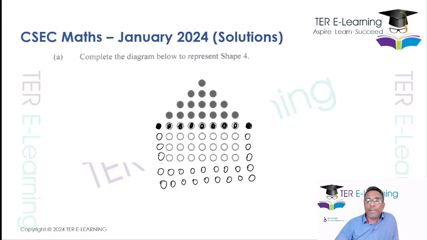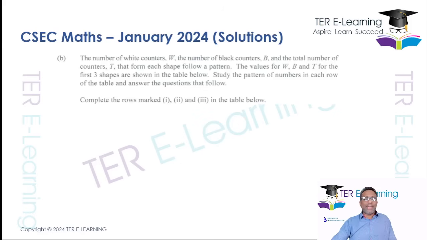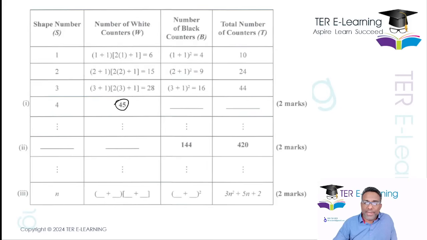Next thing we want here now. They said the number of white counters, W, and the number of black counters, B, and the total number of counters. So they have basically white, black, and total. We want to complete this table. Typically these are how these questions are. Now if we look at the pattern here for this row, what should be here?